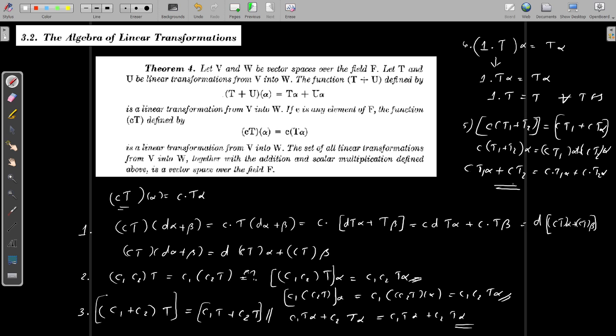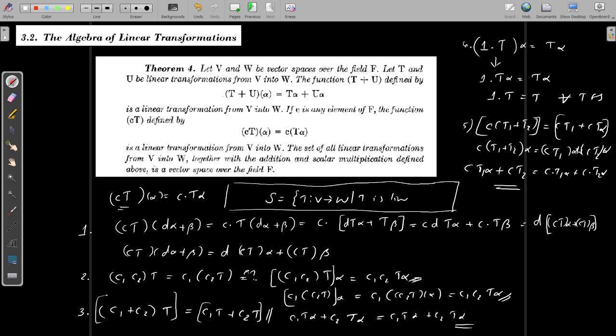So this shows that S, we have already defined that as the set of all linear transformations from V to W, such that it is linear. This is a vector space over the same field F, and we denote this vector space as L(V, W). L(V, W) stands for the set of all linear transformations from V to W, and V and W are two vector spaces defined over the same field F.